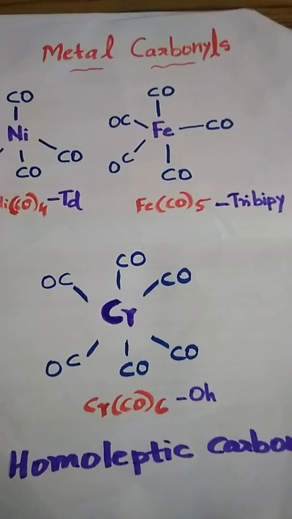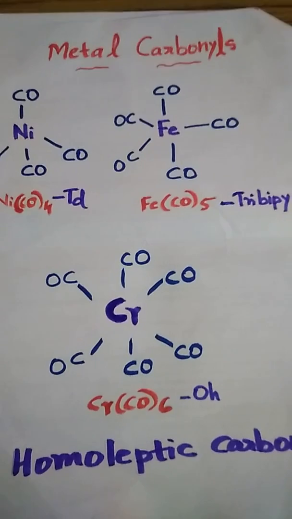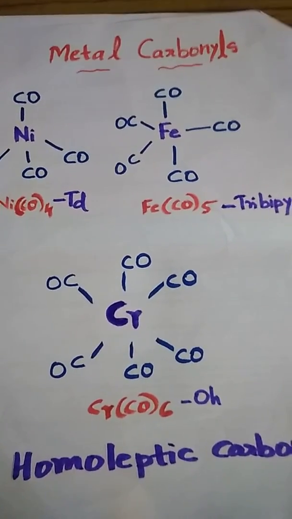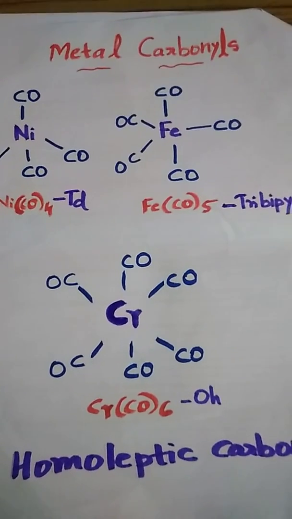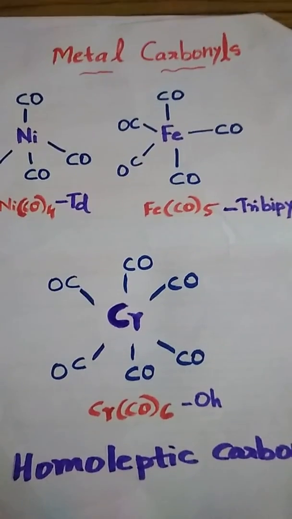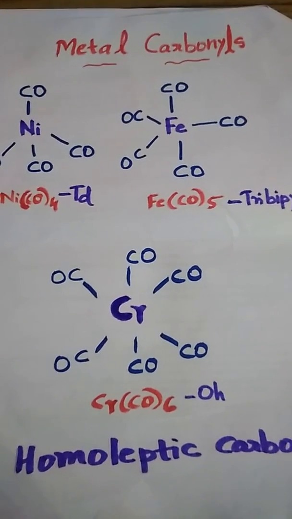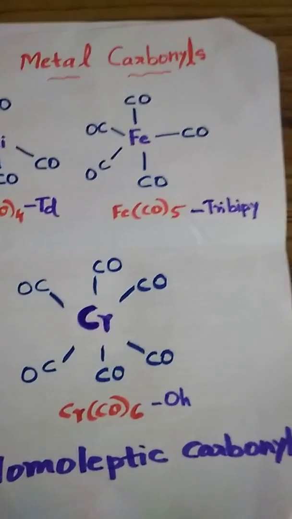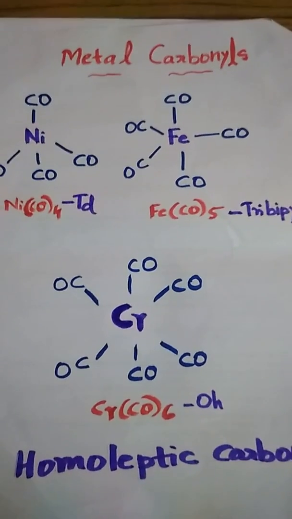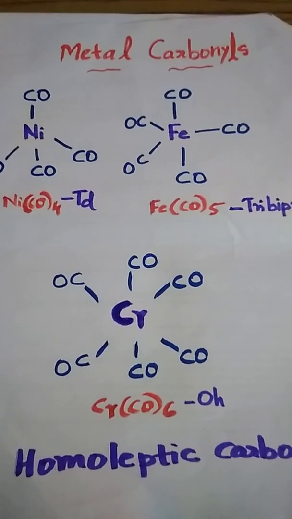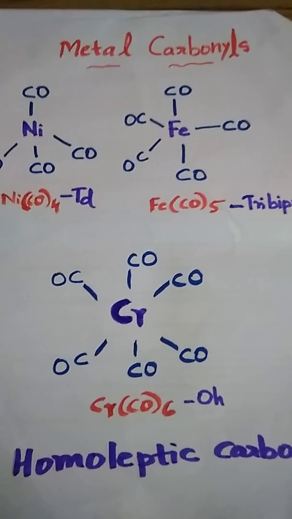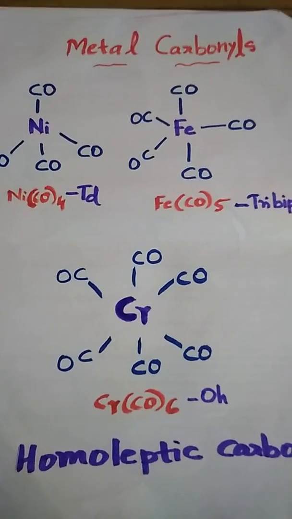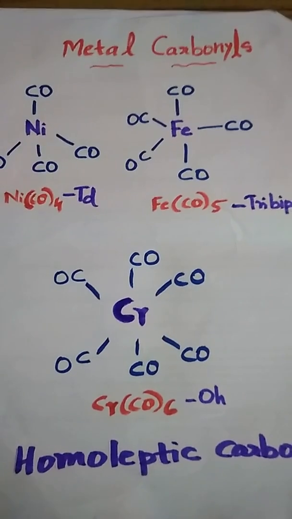octahedral geometry. In all examples we can see the metal is connected to a ligand. Here it is the CO group, that is the carbonyl ligand. And these three are examples of metal carbonyls. Coming to homoleptic carbonyls, a metal connected to the same ligand forms a homoleptic compound, while a metal connected to different kinds of ligands forms heteroleptic compounds.